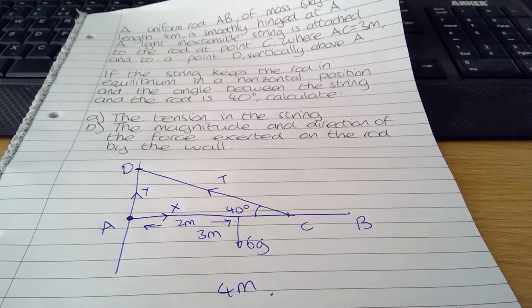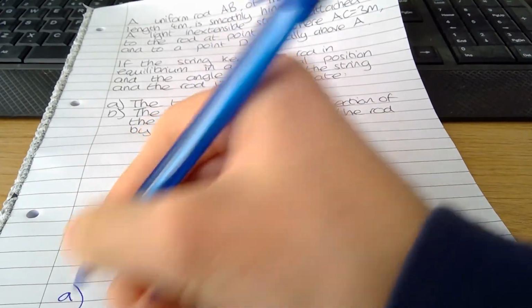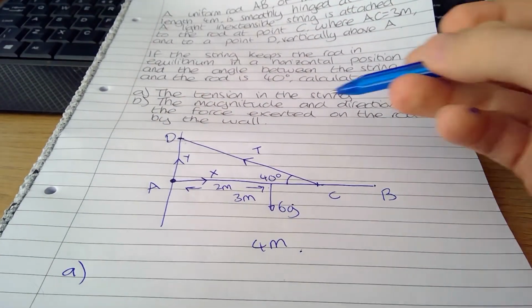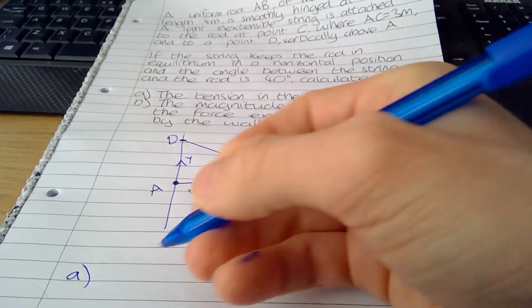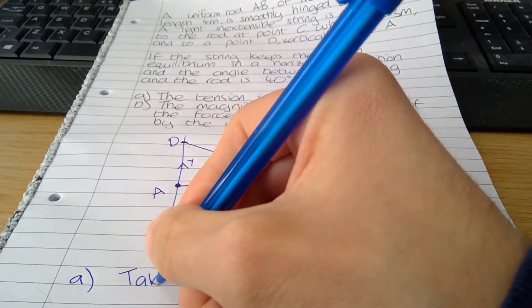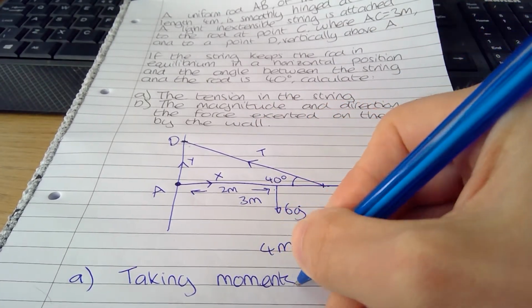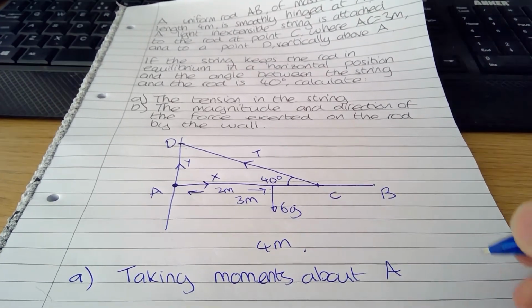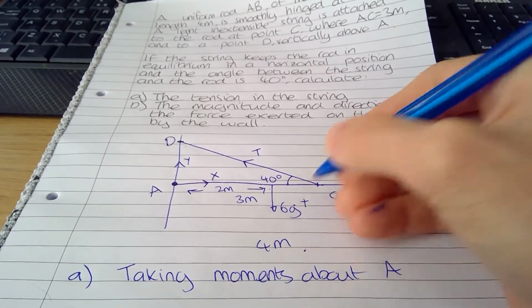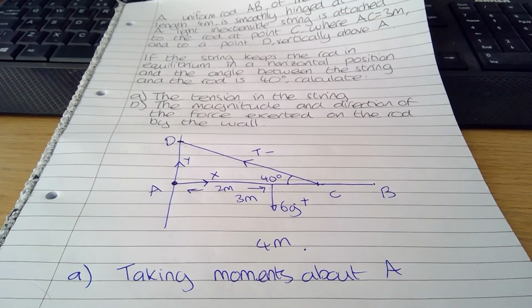So we'll start by getting the tension in the string, because that is part A. To do that, we're going to take moments about A, because then we can ignore X and Y, as they go through A and so have no turning effect. Taking moments about A, there are only two forces involved. The 6G force will be going clockwise, so I'll call that positive. The tension will be going anti-clockwise, so I'll call that negative.